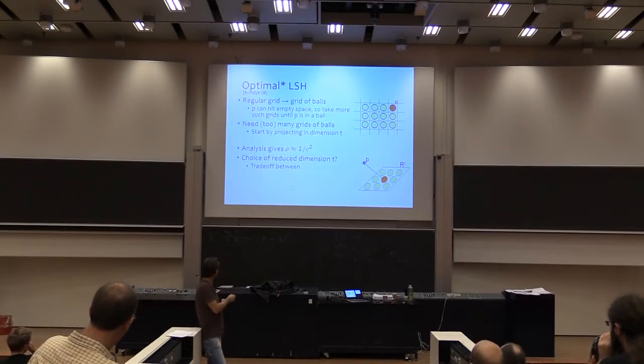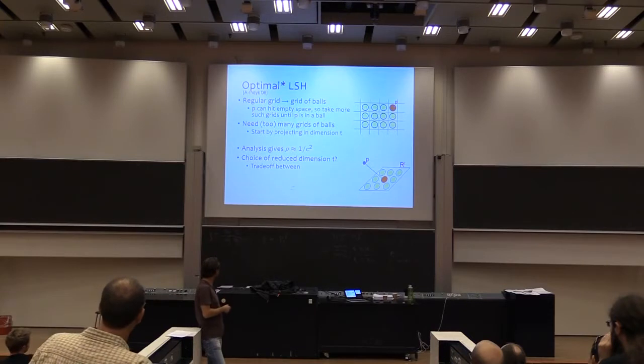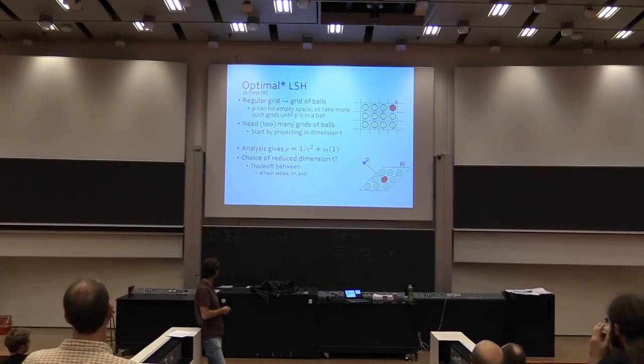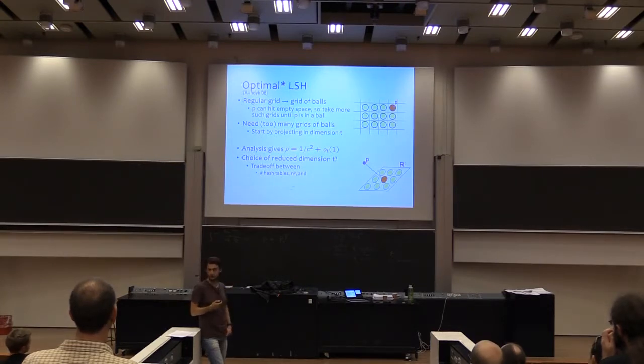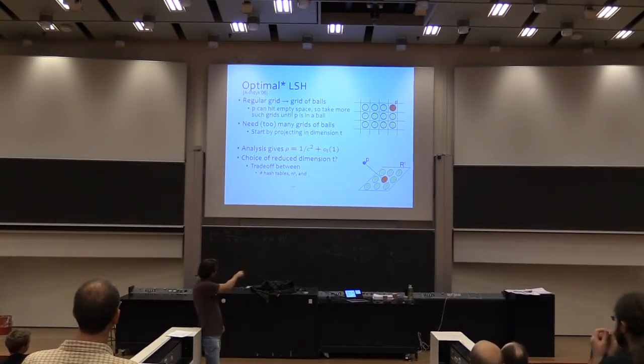Okay, so in general, we'll choose dimension t, which is a trade-off between two things. One is the number of hash tables. So rho is equal to 1 over c squared plus some decreasing function of t. For constant t, this will be some small constant, but as t grows, this becomes smaller and smaller. If you're curious what it is exactly, it is something like 1 over root t, this small o of 1.